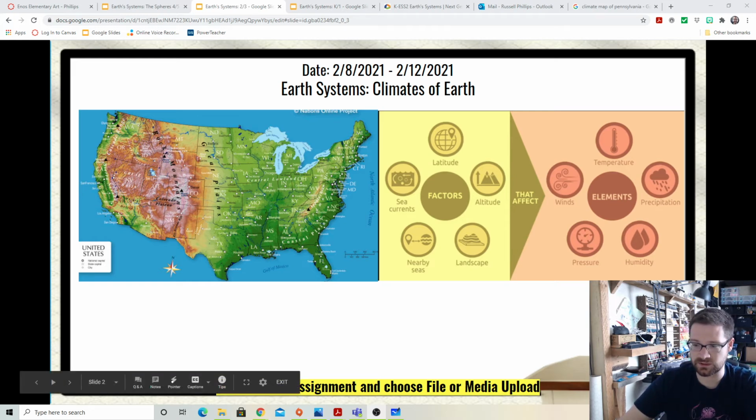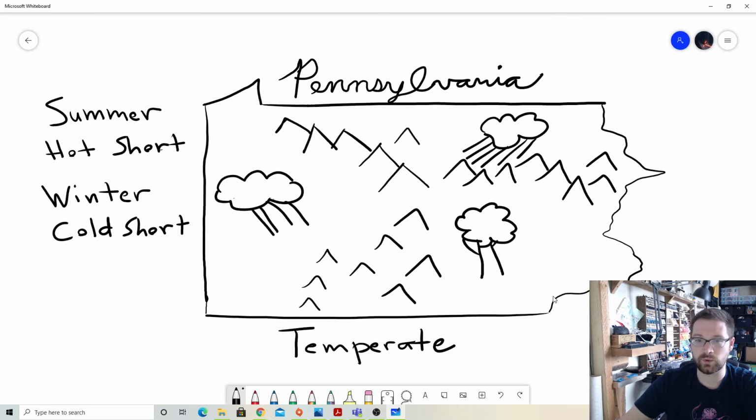So I did Pennsylvania. So I'm going to bring up my whiteboard here. And here's what I wrote down. I did a couple of little pictures. I did mountain ranges, because that's a factor. I did rain clouds, because Pennsylvania is a temperate area. It gets a good amount of rain. I also drew a tree, because Pennsylvania does have many deciduous forests, because it has a good amount of rainfall. And so that's what grows in Pennsylvania, a lot of deciduous trees.